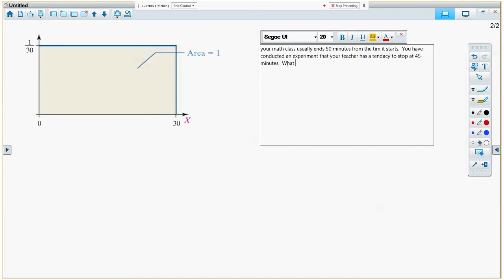What is the probability of your teacher going 50 minutes? Okay. Now, the things that you can change here is, one, the area always stays equal to 1. So the area under this curve, even though it's not a curve, is equal to 1.